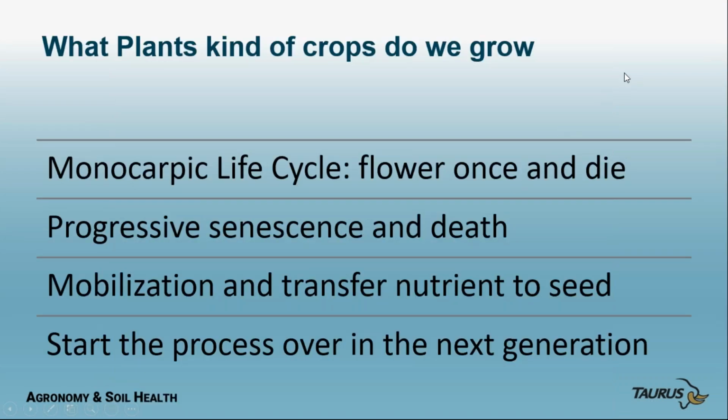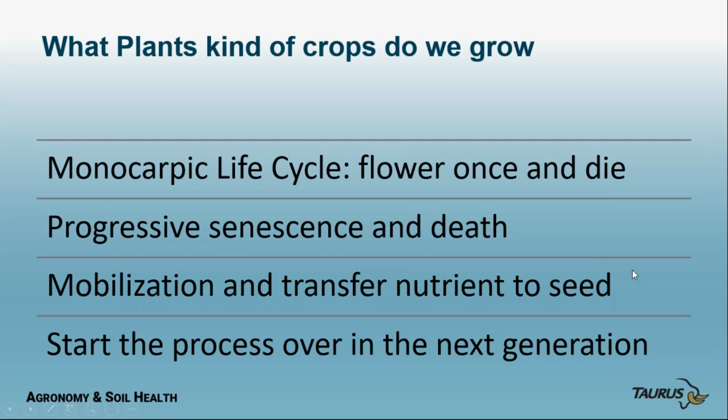So let's take a look at the plants we grow. We grow annual plants, monocarpic plants, a life cycle where we flower once and die. And you should know that with annual plants, they are genetically programmed to die. And when they die, like everything, they take as much as they can from their roots, from their stems and their leaves, and move it into the seed as the sink, because that's their goal in life, is to produce some seed. And then mobilize and transfer those nutrients to the seed.